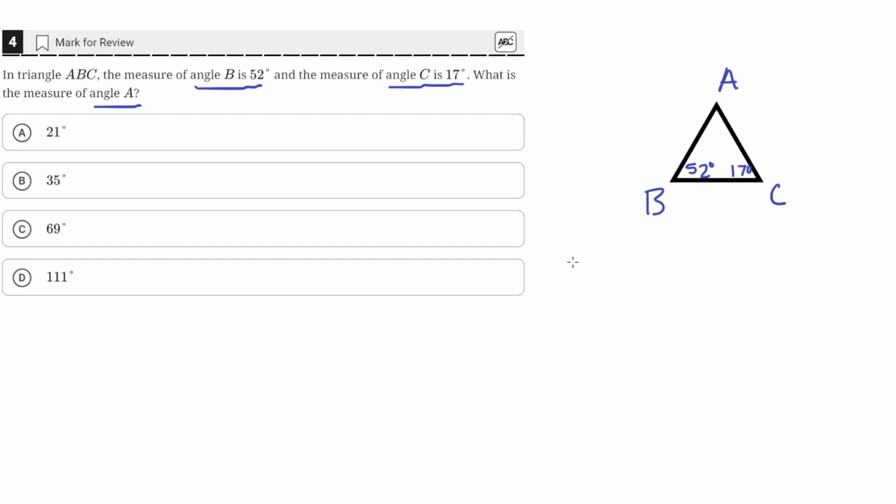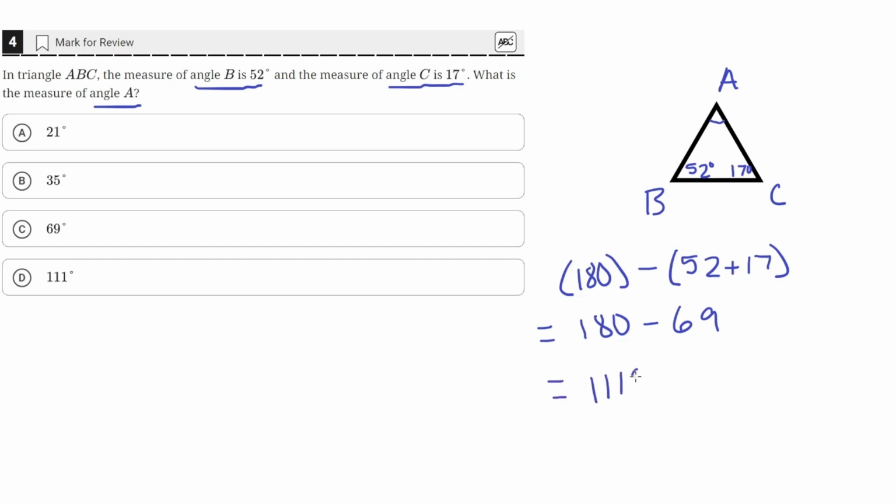And since all the angles in any triangle must add up to 180 degrees, this angle right here, angle A, is equal to 180 minus the sum of the other two angles. So 52 plus 17 is 69, and 180 minus 69 is equal to 111 degrees. So angle A has to be 111 degrees, which is answer choice D.